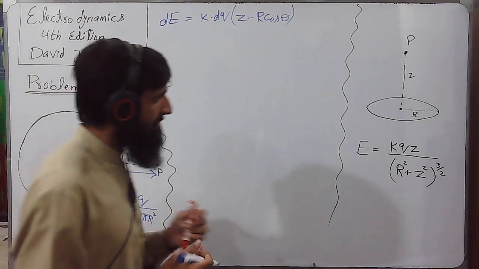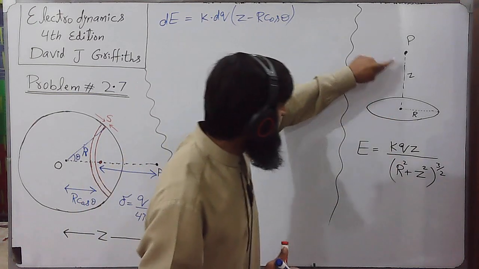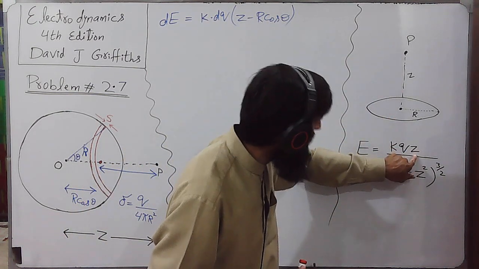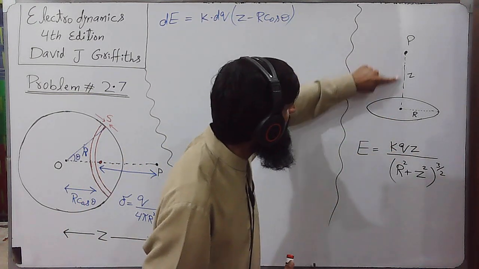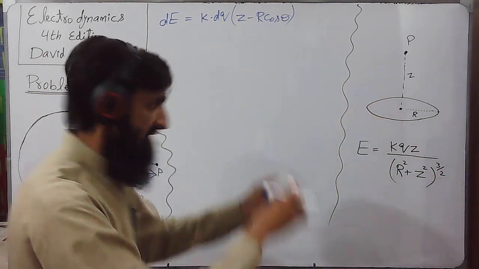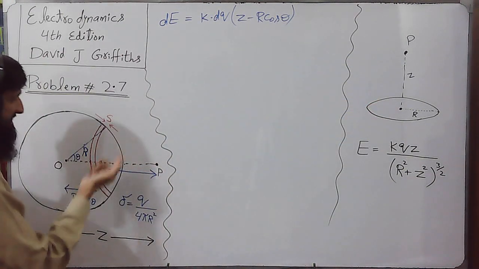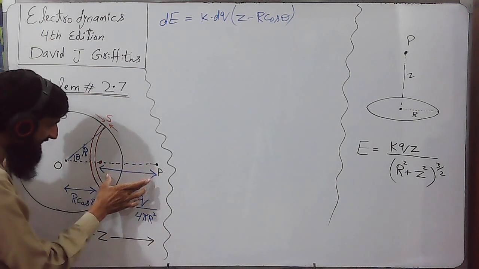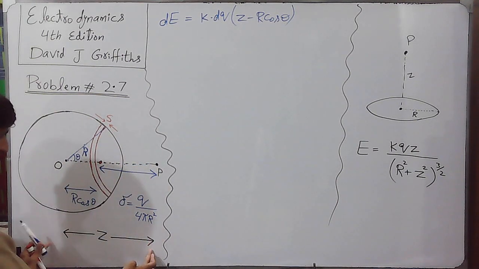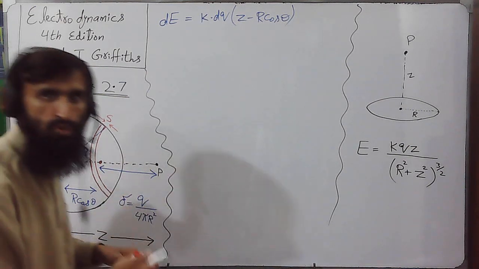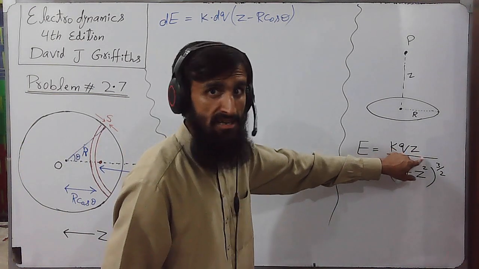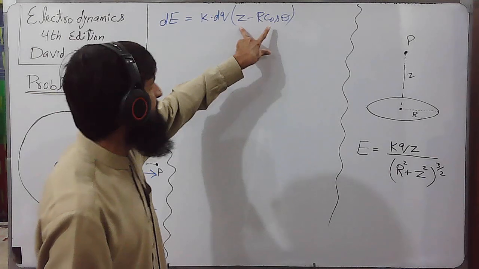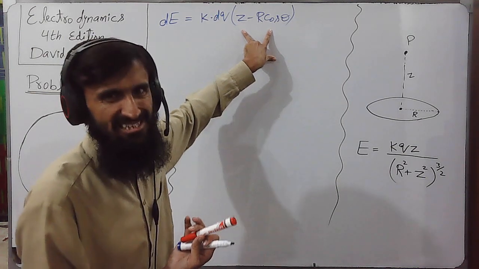Is it clear now? In this case, this z was the distance of point P from the center of the loop, and here the distance of the center of the loop from this point P will be this distance, which will definitely be equal to Z minus r cos theta. That's why I replaced this z by this quantity here.